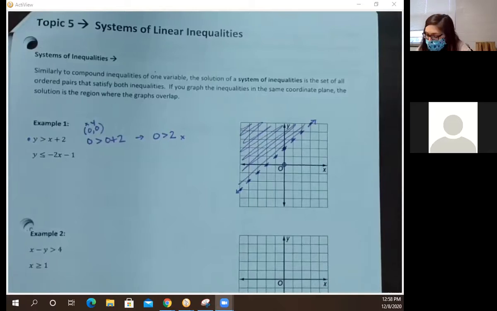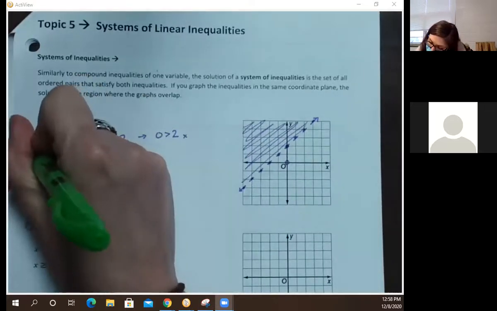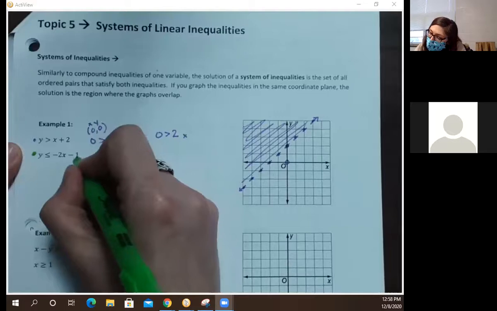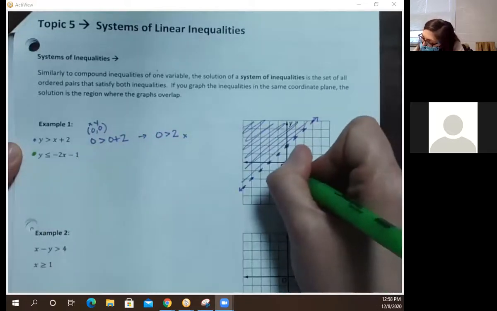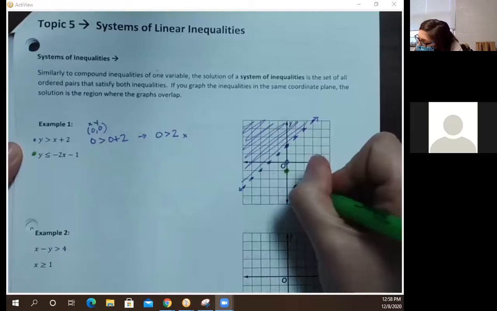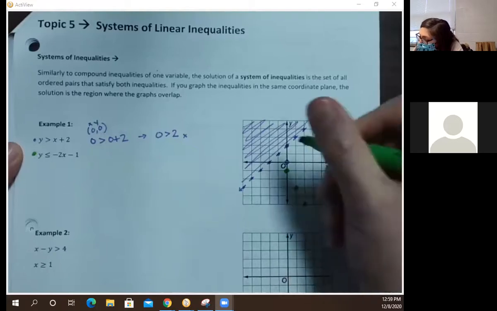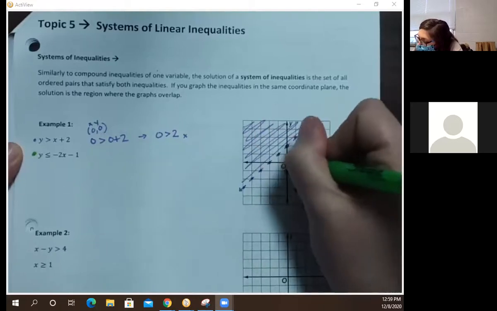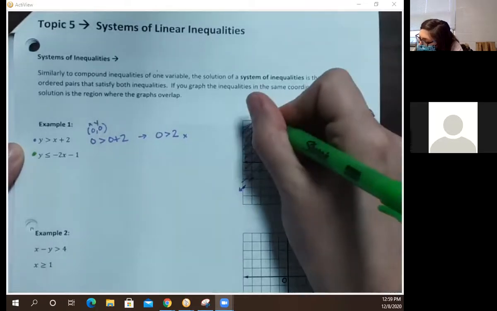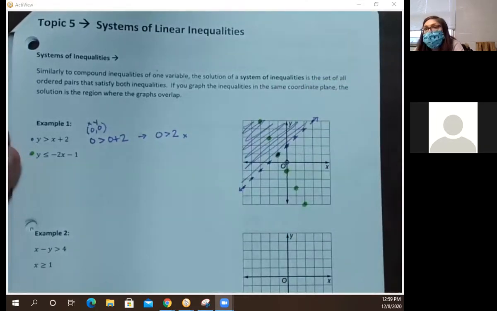And now that I've graphed my first inequality, I'm going to graph my second one here. So for our second inequality, y is less than or equal to negative 2x minus 1. Again, we have slope-intercept form here. So I'm going to plot my y-intercept at negative 1. And then my slope is negative 2, so down 2 over 1, down 2 over 1, and then reverse that process to get some points back here: up 2, back 1, up 2, back 1, up 2, back 1. Remember, we want to fill the plane.